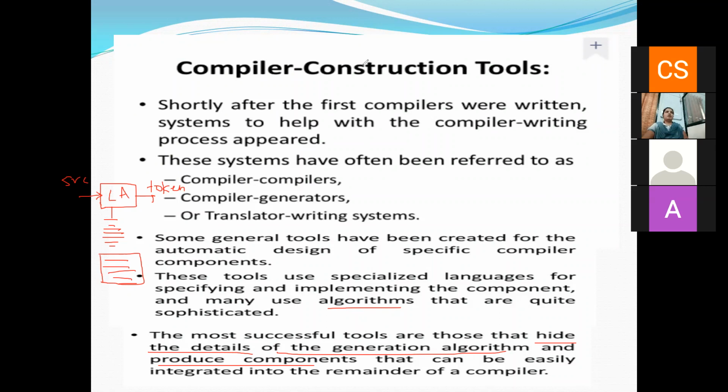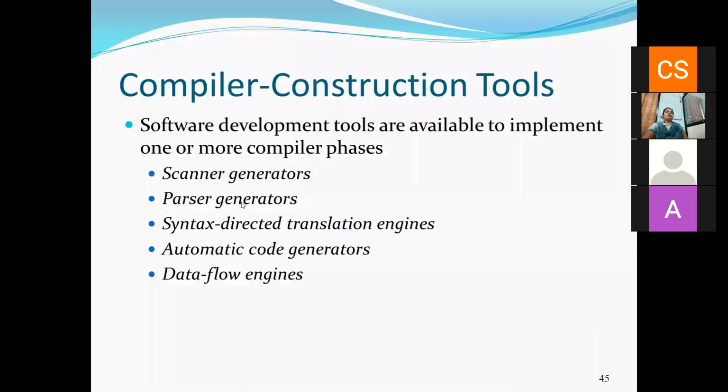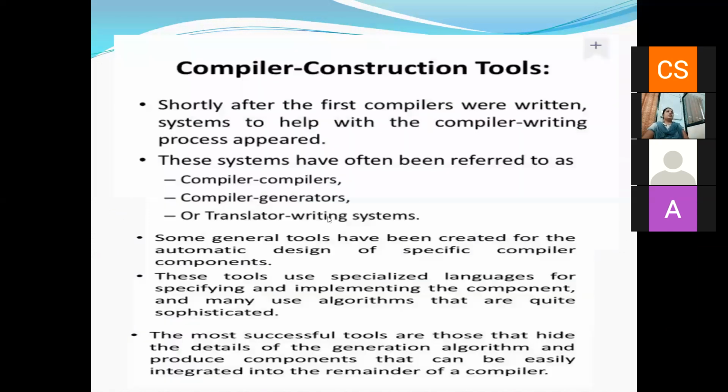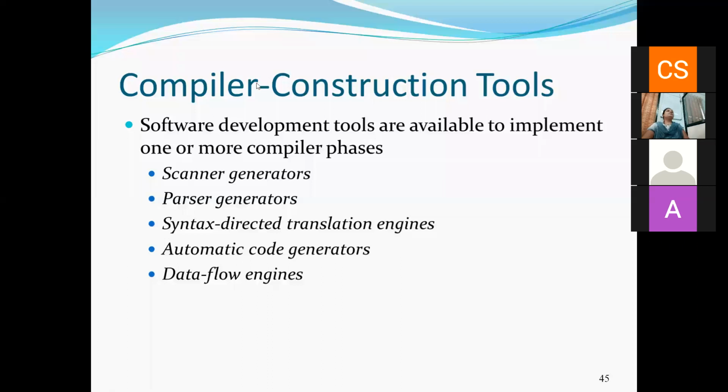So let us now see examples of such tools. These are the 5 tools available. They are also called compiler compilers, compiler generators, or translator engines, which are nothing but translator writing systems. These are the compiler construction tools.